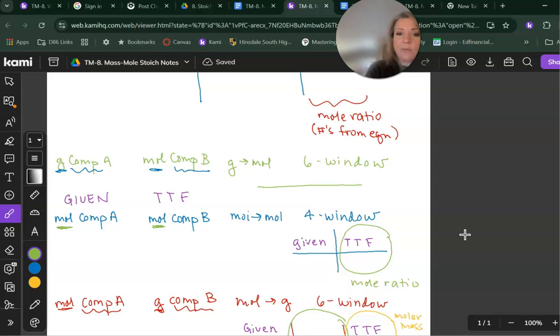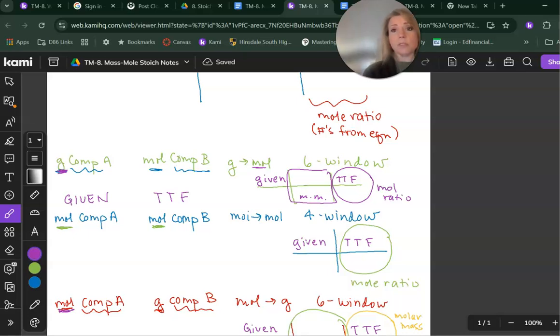And when I draw out my 6 windows, my given goes at the upper left. My trying to find is going to go in the upper right. But now, since I'm trying to find moles, this is my mole ratio at the end. And this is where my molar mass goes, in the middle. So if you are given grams, the molar mass goes in the middle. If you are given moles, then the mole ratio goes in the middle. So those are some things that you can try and remember.